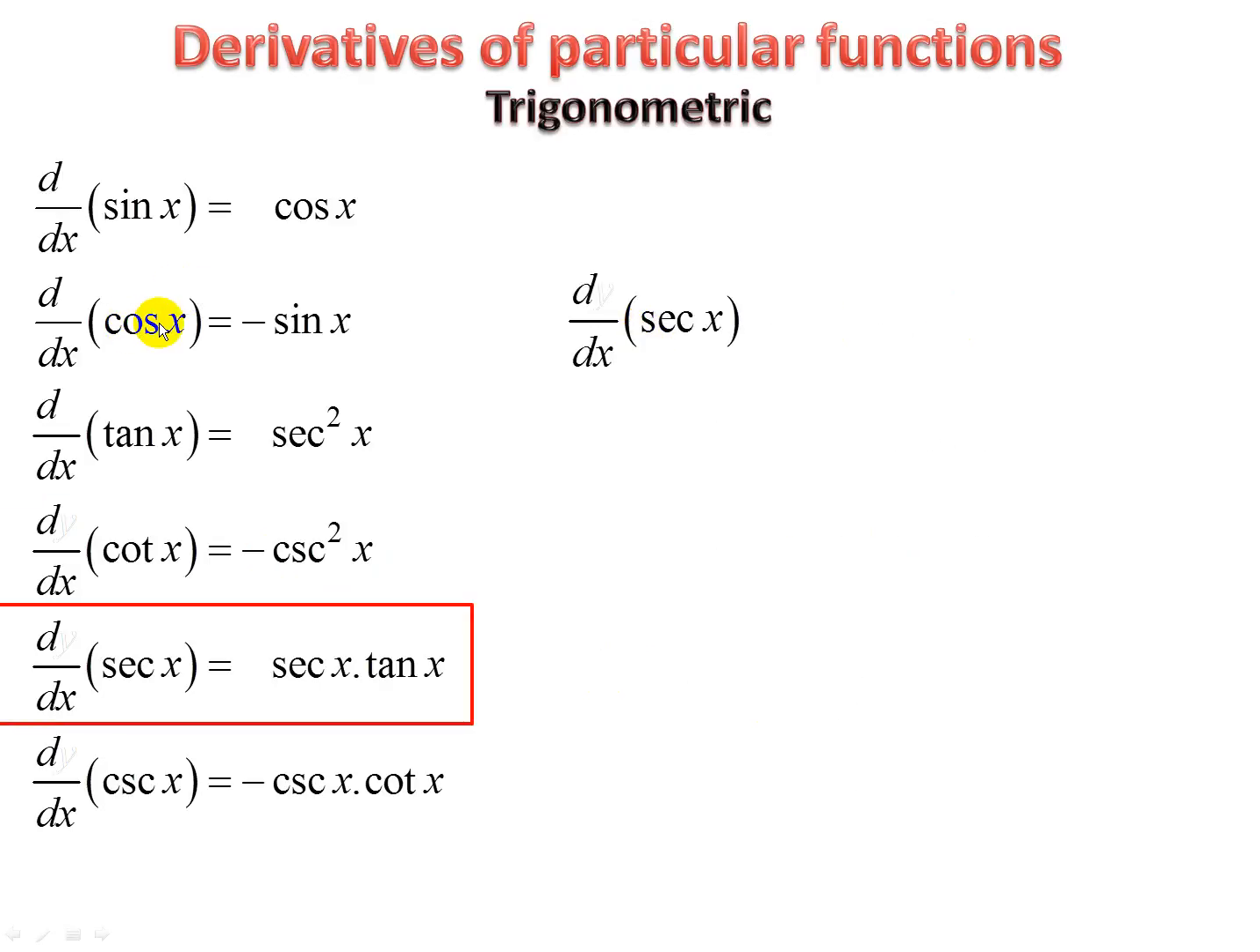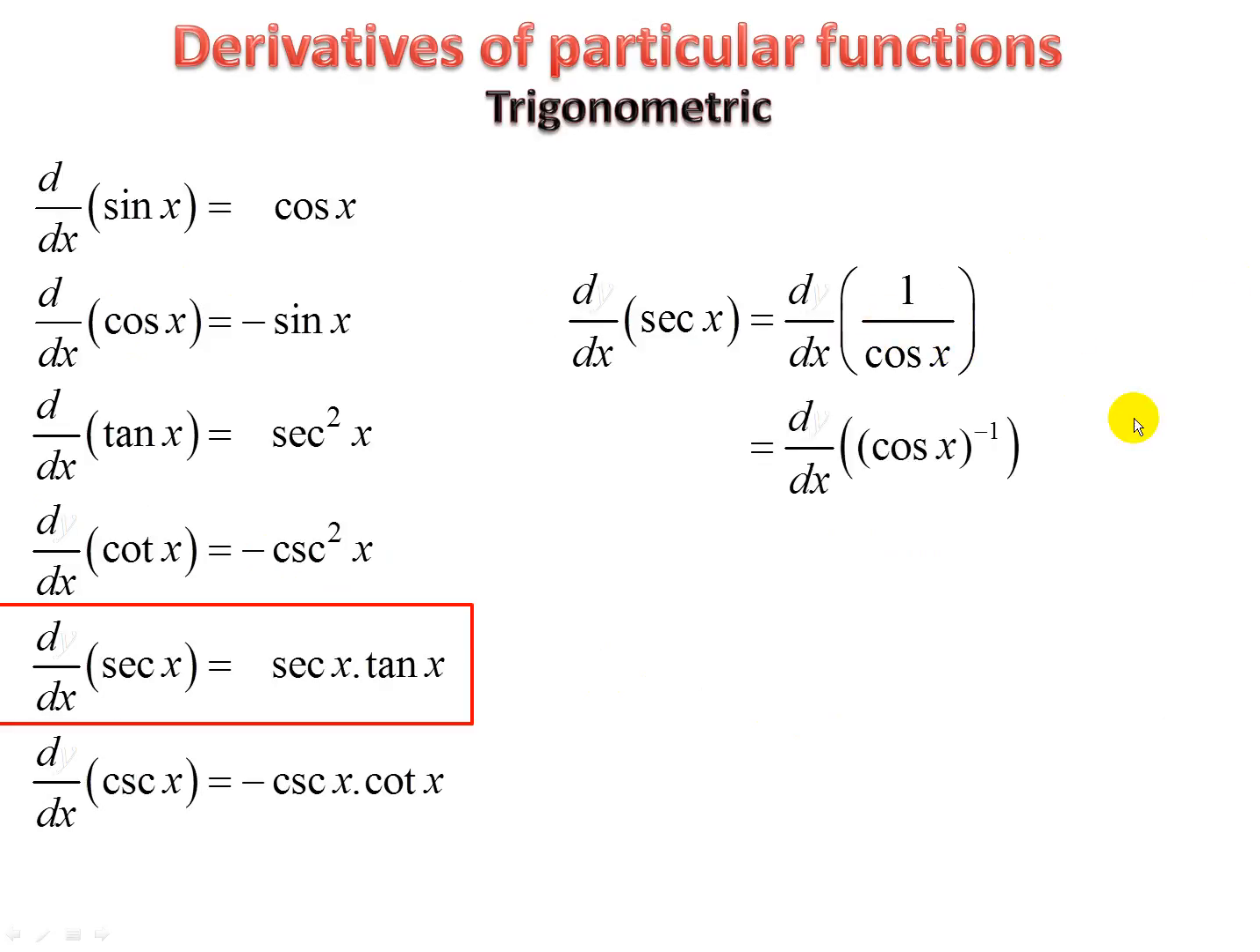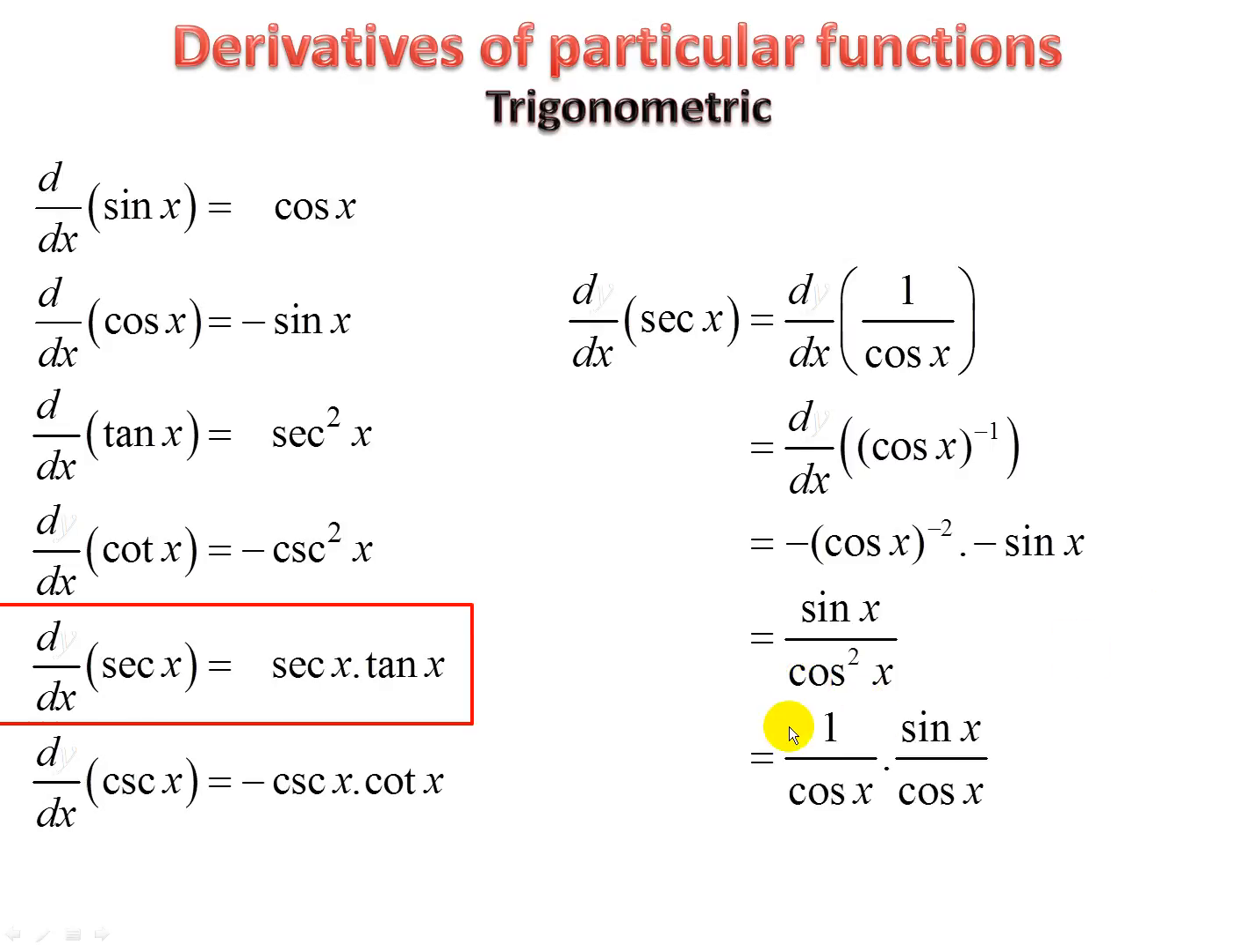Sec is the inverse of cos, so we write sec as 1 over cos. Now we can use the chain rule, because we're going to write that as cos x to the minus 1. Differentiate the outside, minus cos x to the minus 2, times derivative of the inside, minus sine, which gives you minus sine over cos squared x. The minuses have gone. Negative exponent, so it goes to the bottom. Now I'm going to recognize from that we can have a sine over cos and a separate 1 over cos. So that'll be my 1 over cos, sine over cos, and that is sec times tan.